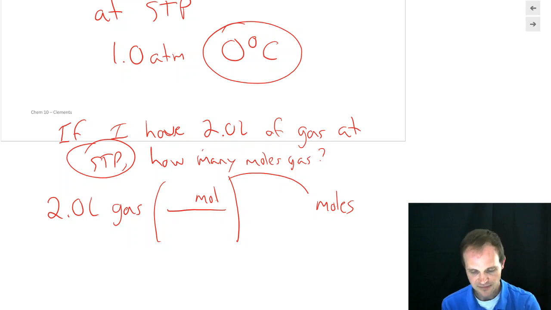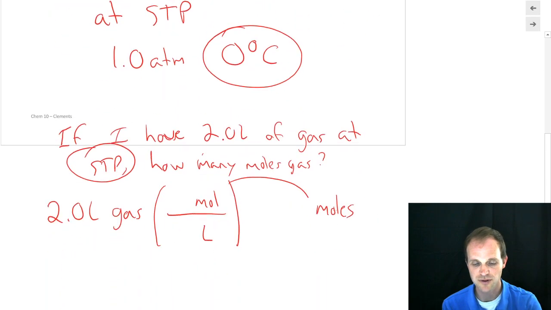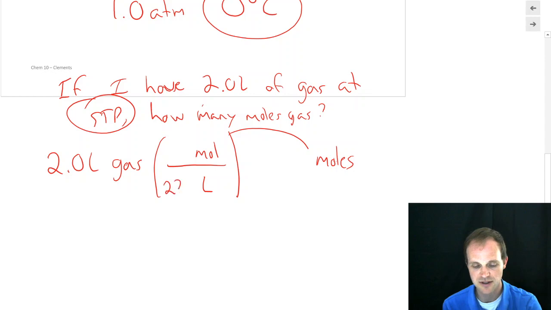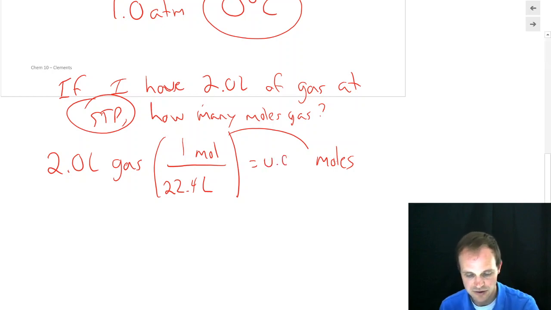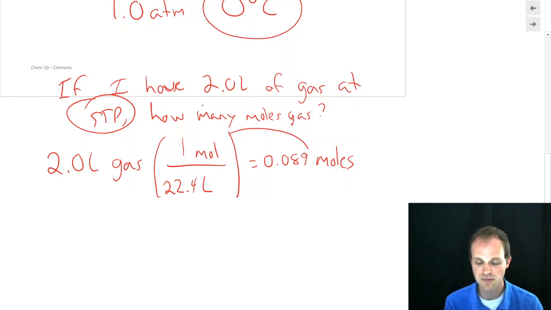All right. Liters has to go on the bottom. Where does that come from? Moles and liters. Generally, if you see that, you're probably going to be using this number up here, 22.4 liters of gas. Numbers stay with their unit, so the 22.4 goes down there. We divide 2 liters divided by 22.4. What do I get? 2.0 liters divided by 22.4. I get 0.089 moles of gas. Okay, so 2 liters of gas is only 0.089 moles of gas.